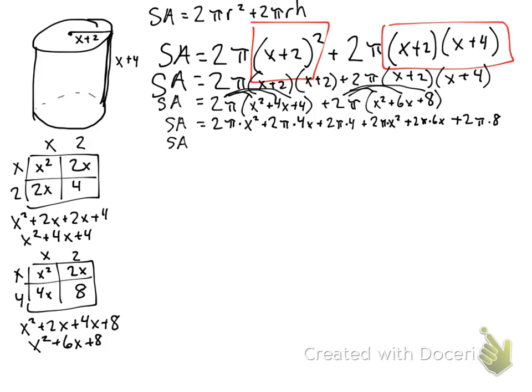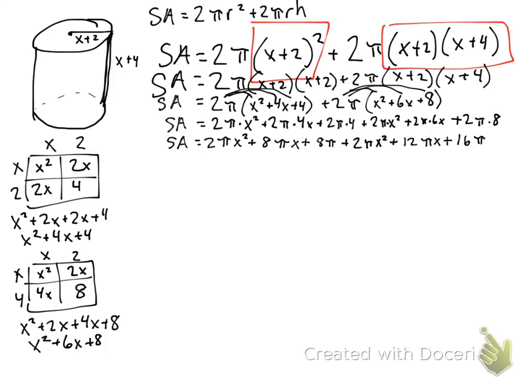Okay, so we just need to multiply the coefficients. So the first one's just going to be 2 pi x squared, plus 2 times 4 is 8, so this is 8 pi x, plus, and again, 2 times 4 is 8, so this is 8 pi, plus, this one again just turns into 2 pi x squared, plus 2 times 6 is 12, so this is 12 pi x. 2 times 8 is 16, so that's 16 pi.